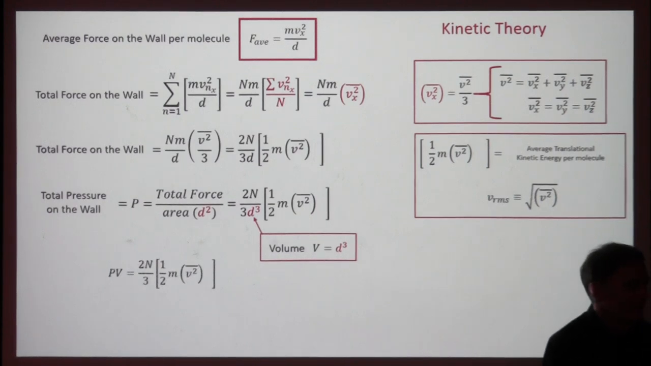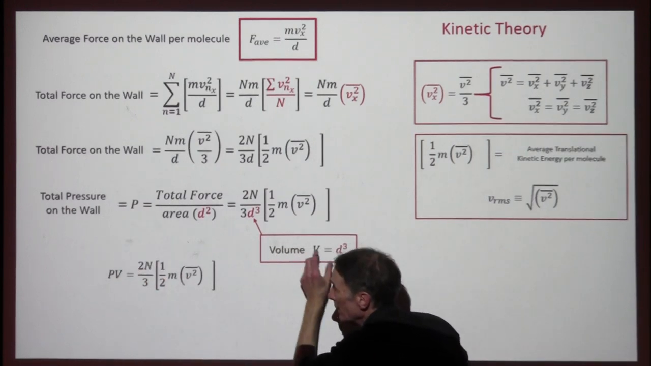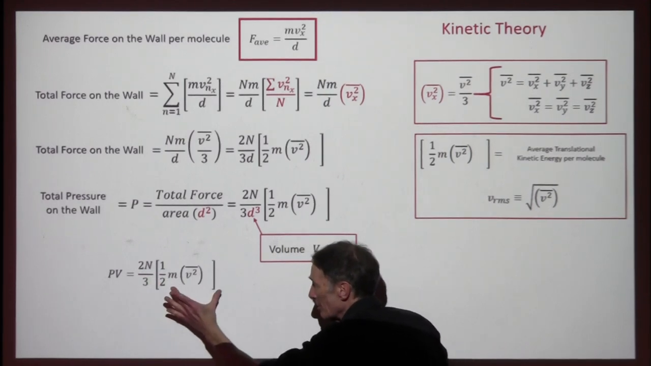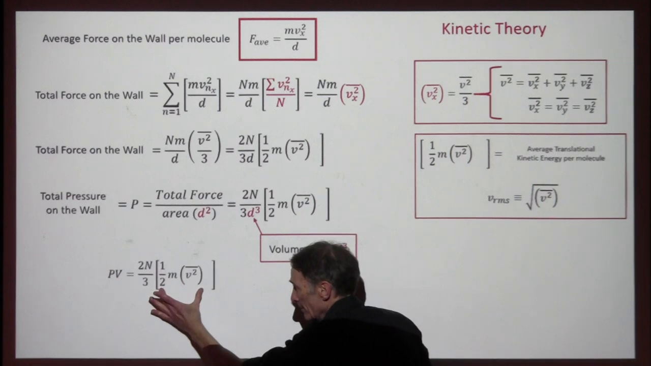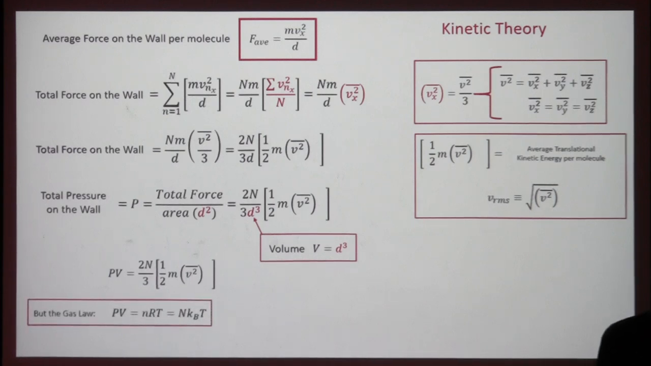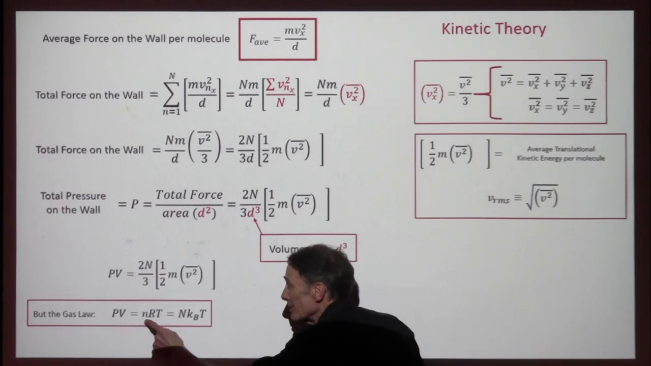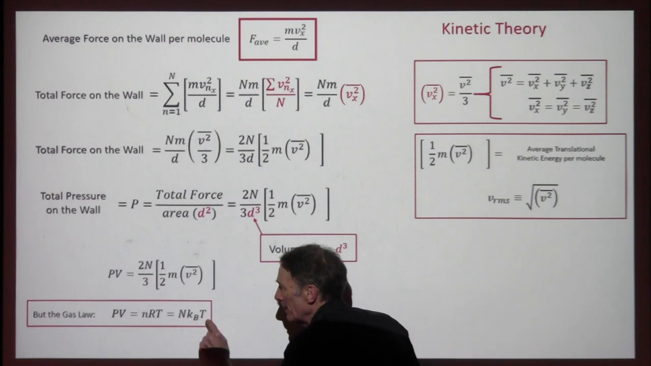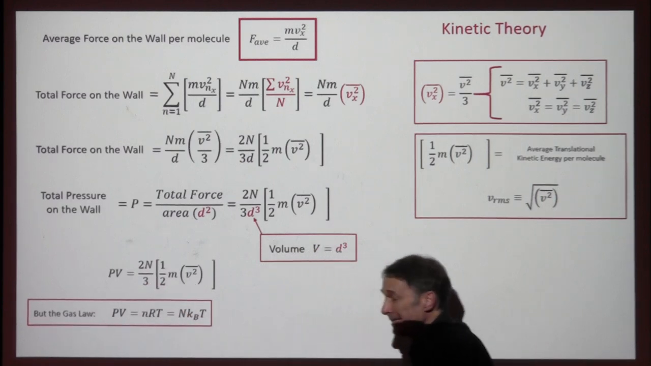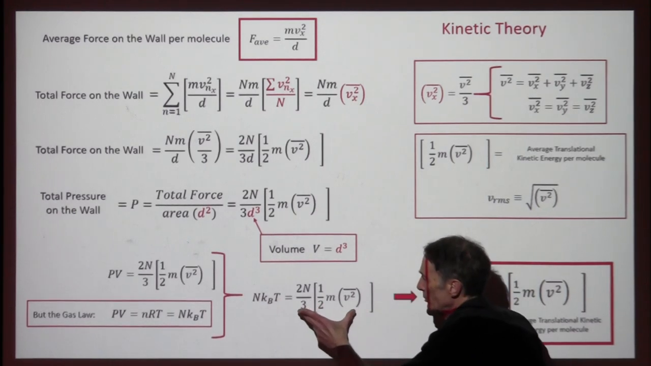And with that volume, we can now put things together. That's V. I can move that, and this is pressure here. I'll take this over to the other side. PV is equal to this. It's going to be directly proportional to the average kinetic energy of the molecule. But we also know the gas law is true. PV equals nRT. For my purposes, I want to use this other one, N kB T, since I've got an N up here, I'd like to deal with that. So if I take this equal to that, I can set the two equal.